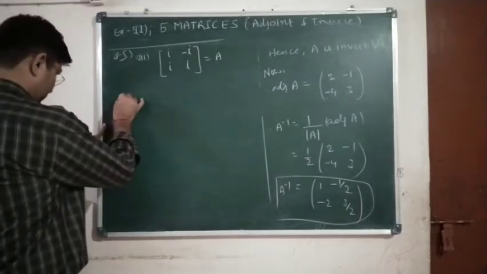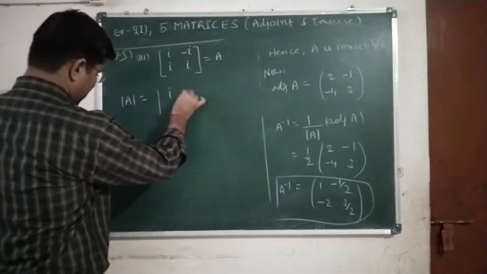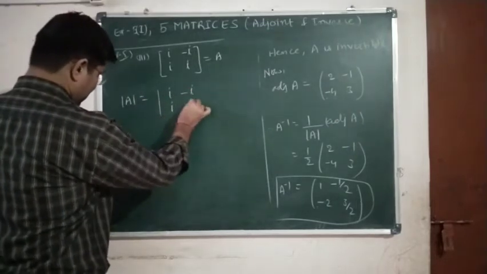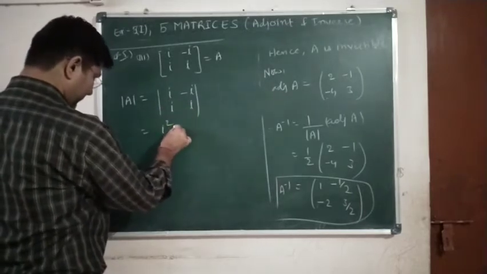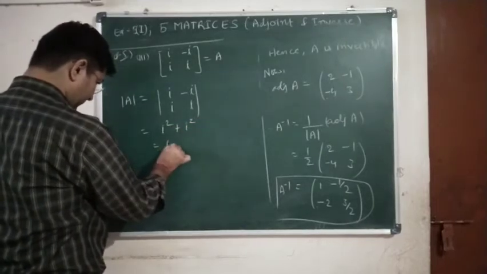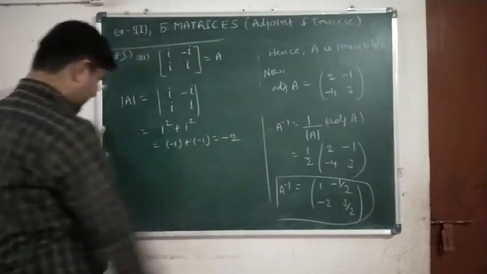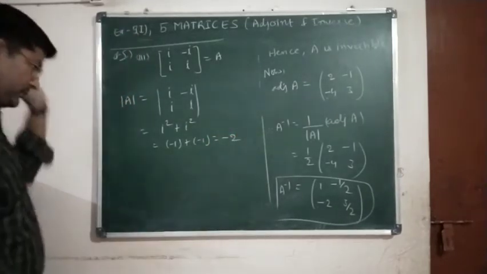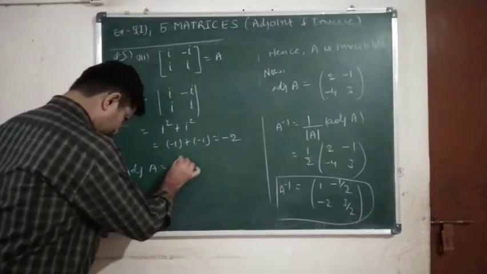Let us first find out the determinant of A, which is equal to i times i square minus minus plus i square. We know that the value of i square is minus 1, so we will get the determinant of A to be minus 2. Now let us calculate the adjoint of A.